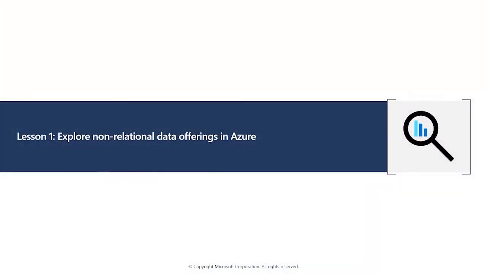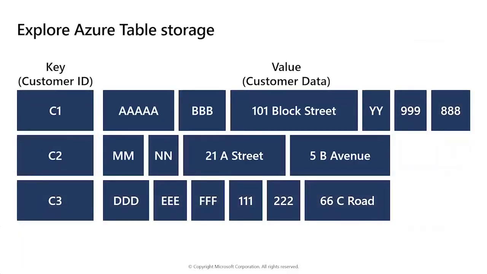Lesson 1, explore non-relational data offerings in Azure. We'll start with Azure Table Storage. Azure Table Storage implements the NoSQL key value model. In this model, the data for an item is stored as a set of fields, and the item is identified by a unique key. Azure Table Storage is a scalable key value store held in Azure. You create a table using an Azure Storage account. In an Azure Table Storage table, items are referred to as rows, and the fields are known as columns.